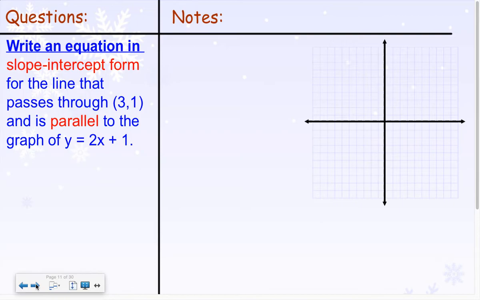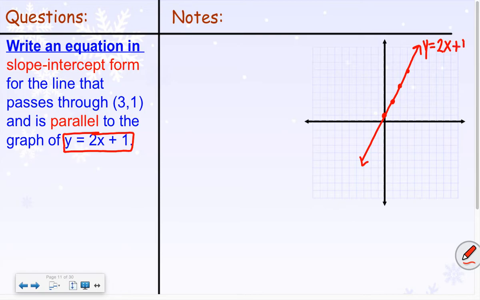So what I'm going to do first on this problem is graph this line, y equals 2x plus 1. My 1 is my y-intercept, so I'll put a dot on 1. 2 is my slope, so rise 2, run 1, rise 2, run 1. So here is my original line, y equals 2x plus 1.